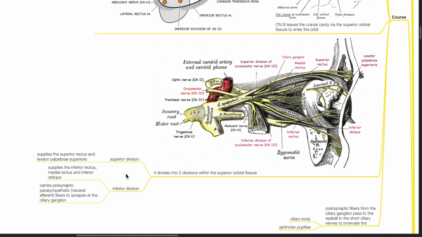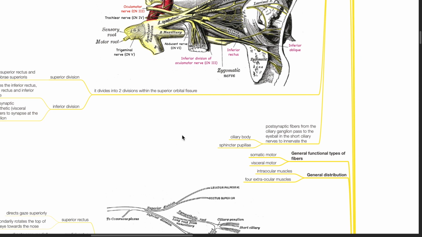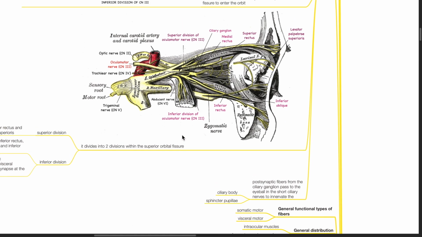The inferior division carries presynaptic parasympathetic visceral efferent fibers to synapse at the ciliary ganglion. Postsynaptic fibers from the ciliary ganglion pass to the eyeball in the short ciliary nerves to innervate the ciliary body and the sphincter pupillae. General functional types of fibers in cranial nerve 3, somatic motor and visceral motor. General distribution of cranial nerve 3 to the intraocular muscles and 4 extraocular muscles as mentioned.